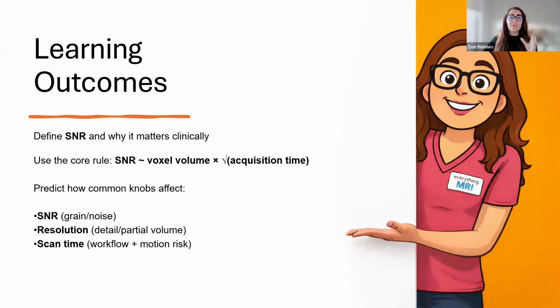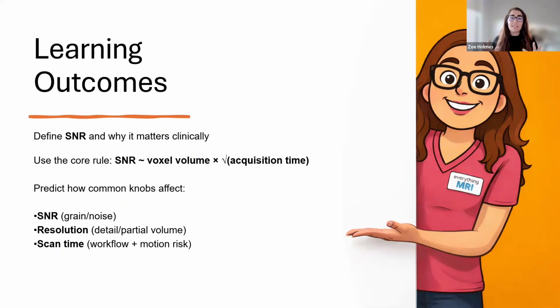Second, we use a single scaling rule that explains most of the day-to-day trade-offs. Signal to noise ratio grows with voxel volume and with the square root of acquisition time. That's why doubling time doesn't equate to a doubling in signal to noise ratio. It only gives us about 41% signal gain.